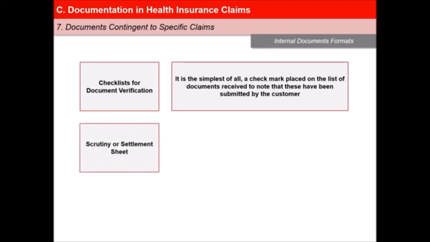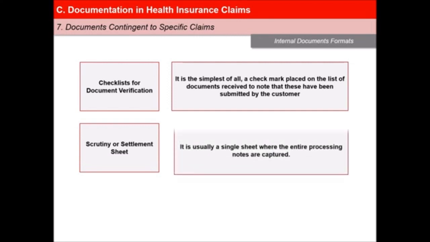Scrutiny or settlement sheet. It is usually a single sheet where the entire processing notes are captured, like A. Name of the customer and ID number. B. Claim number, date of receipt of the claim papers. C. Policy overview.